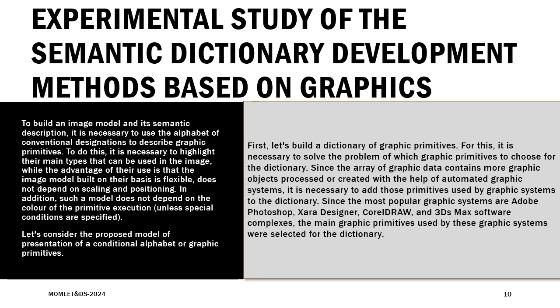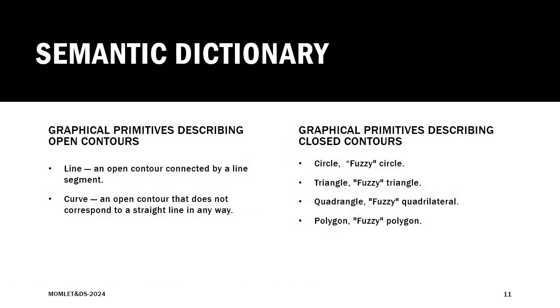Since the most popular graphic systems are Adobe Photoshop, Zara Designer, CorelDRAW, and 3ds Max software complexes, the main graphic primitives used by these graphic systems were selected for the dictionary. Graphical primitives describing open contours: line, an open contour connected by line segment, and curve, an open contour that does not correspond to a straight line in any way. Graphical primitives describing closed contours: circle, triangle, quadrangle, and polygon.